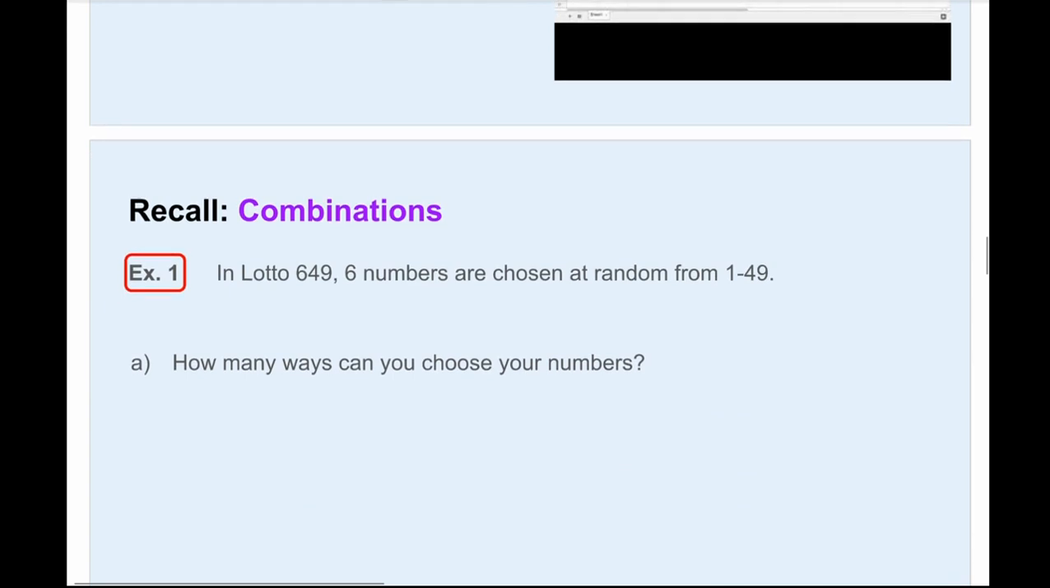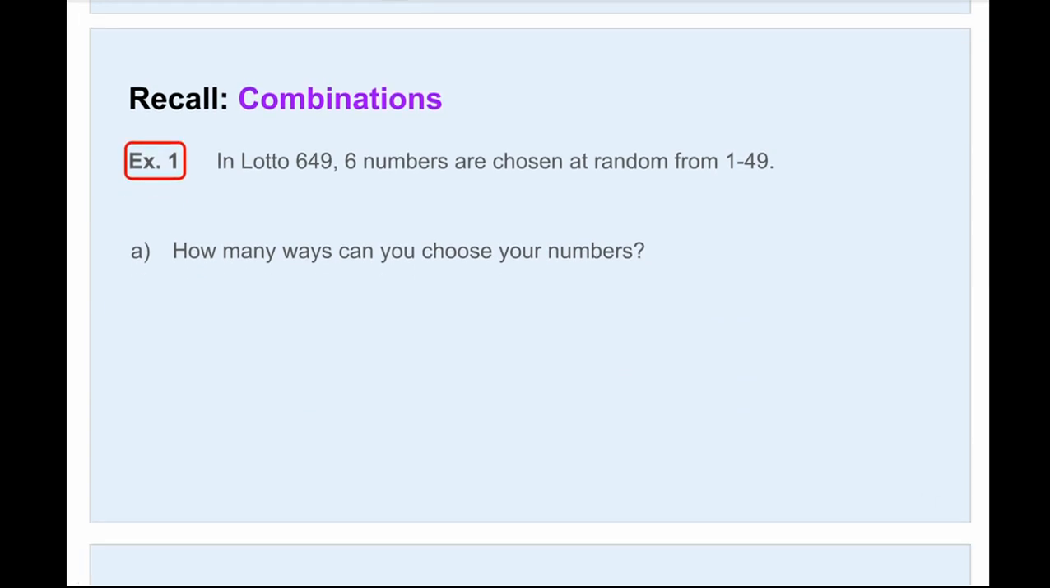So let's start to go through some other examples. So let's recall with combinations, just looking at how we can use this formula. In Lotto 649, 6 numbers are chosen at random from 1 to 49. How many ways could you choose your numbers?